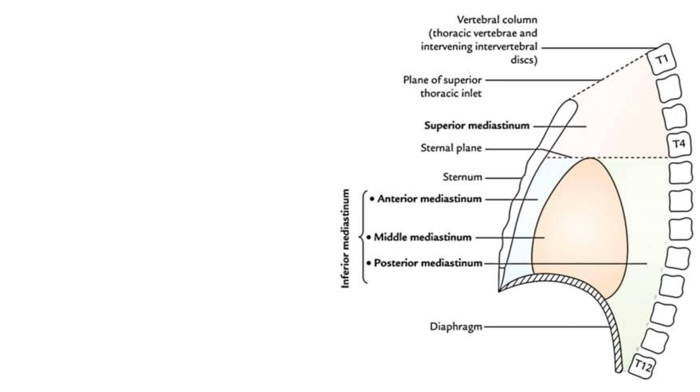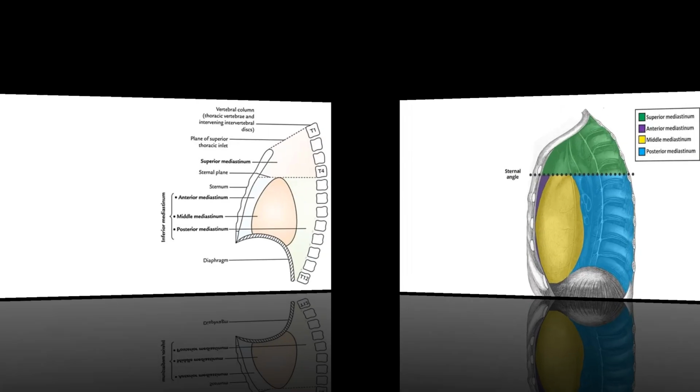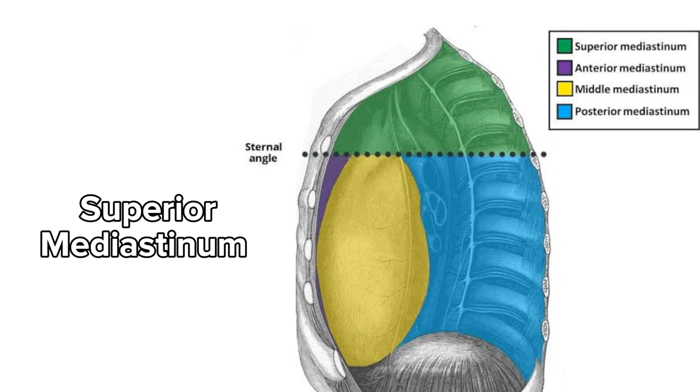These whole spaces are bounded inferiorly by the diaphragm. So we'll be taking a look at each one of them in the next few seconds. Okay guys, first of all, let us take a look at the superior mediastinum.